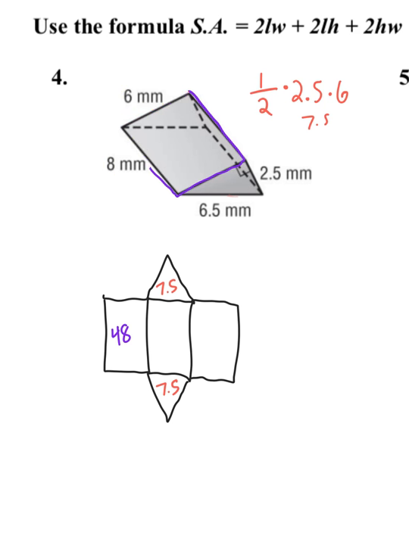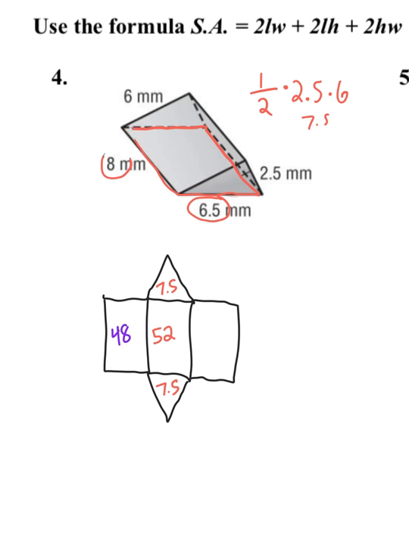Now I'll erase the purple, and I'm going to move on to another rectangle. Let's say I'll go to this one on the bottom here. And that one's going to be 8 times 6.5. If I do 8 times 6.5, that should be 52. Okay, so one of your rectangles should be 52.